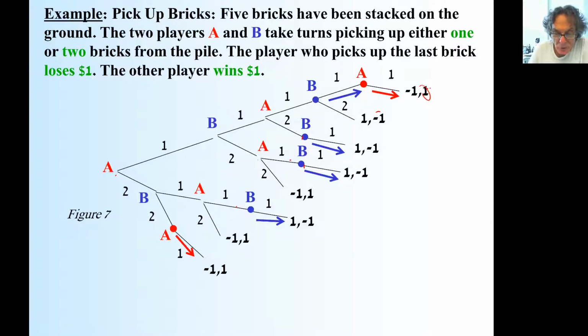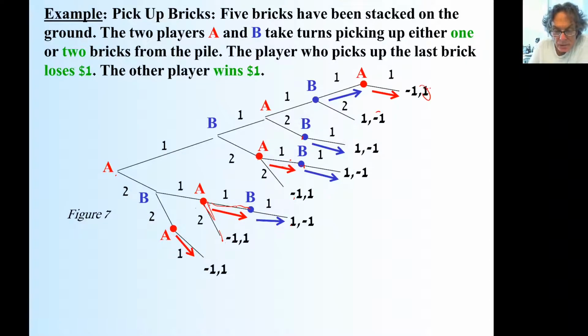Good. So let's see where we are. I go one step backward. If I go one, I win. If I go two, I lose. So clearly I go for one to win. Here, if I go for two, I lose. It's A. If I go for one, I win. So clearly I go for one.